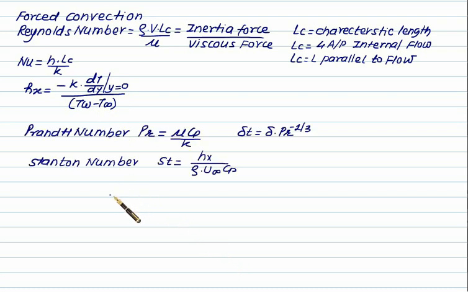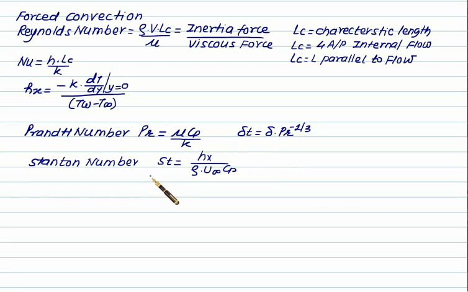Two more numbers are important in the case of forced convection. The first is the Prandtl number, which is given as mu Cp by k. Here delta T represents the thermal boundary layer thickness, delta represents the hydrodynamic boundary layer thickness, and we have a relation between them, given as delta T equal to delta into Pr to the power minus 1 by 3.